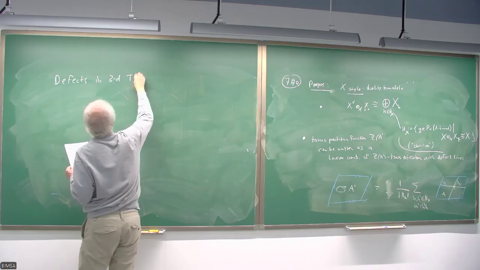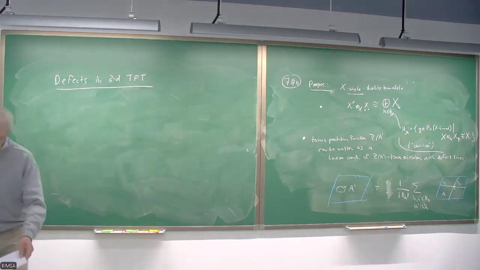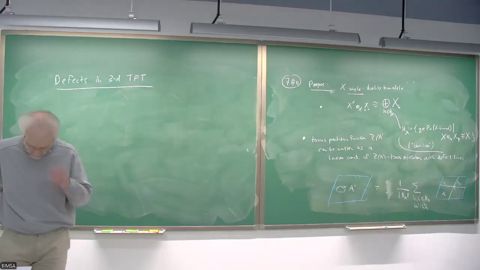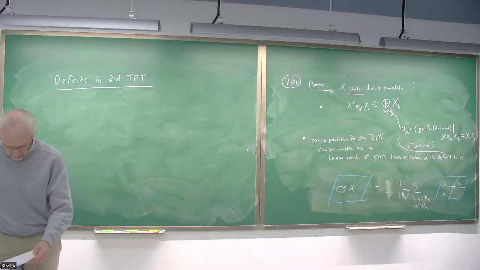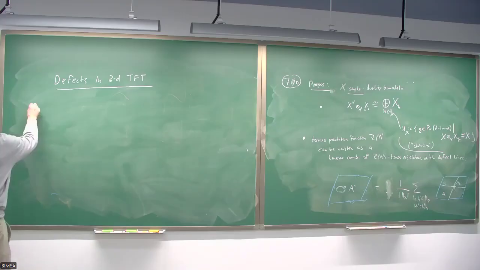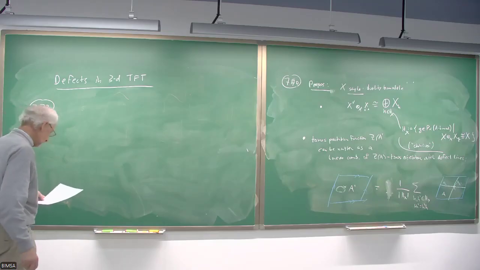Defects in three-dimensional topological field theory. And I will only talk about specifically Reshetikhin-Turaev defects. Topological field theories, but you can also consider similar things in other constructions.